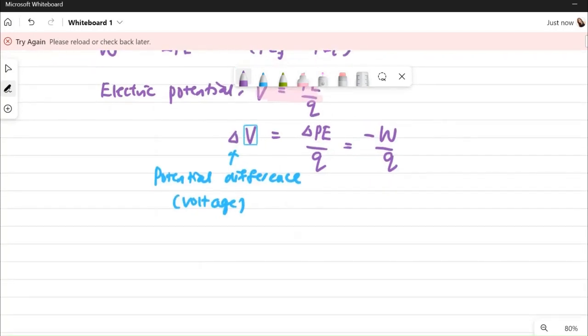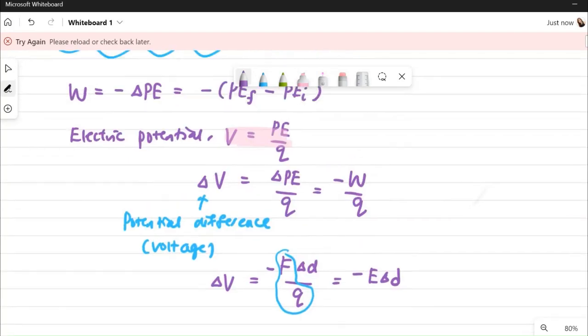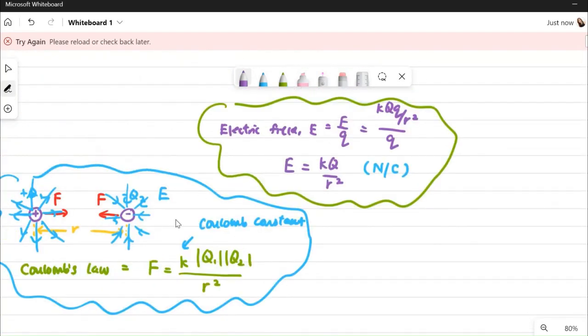Other than this, we can also state the potential difference in terms of force. We know that potential difference is work per unit charge. Work is defined as force multiplied by displacement. Per unit charge, it is negative, so add a negative there. So we have force per unit charge. Force per unit charge is actually the electric field, which we have defined over here.